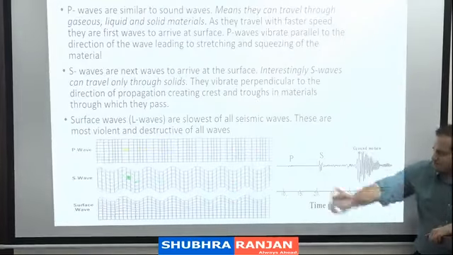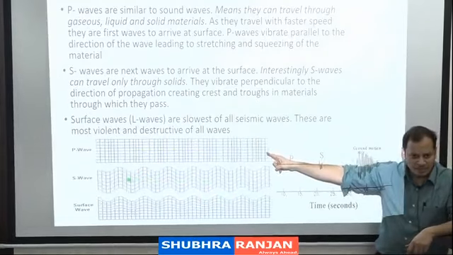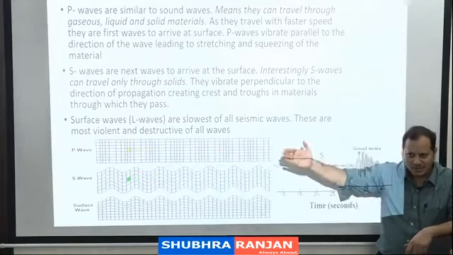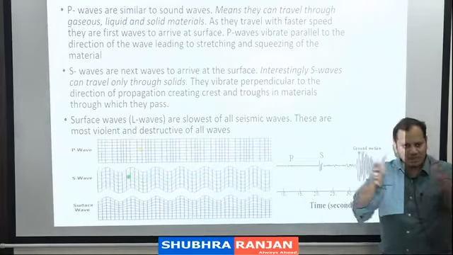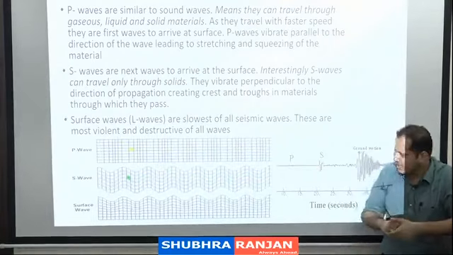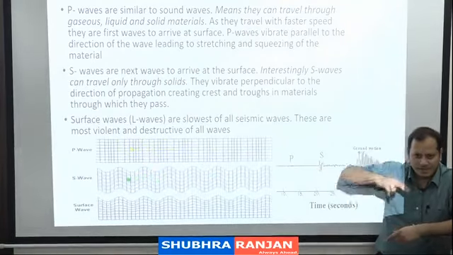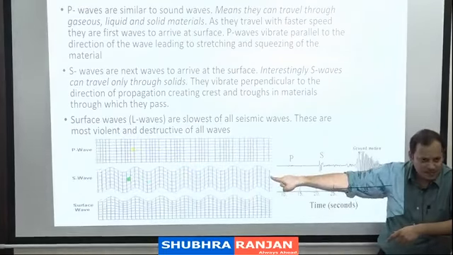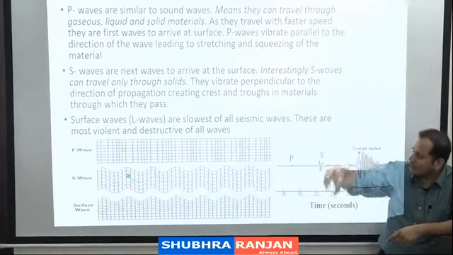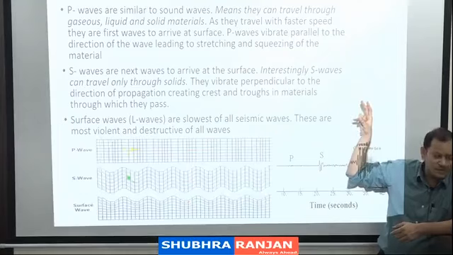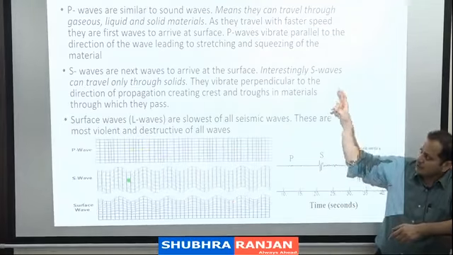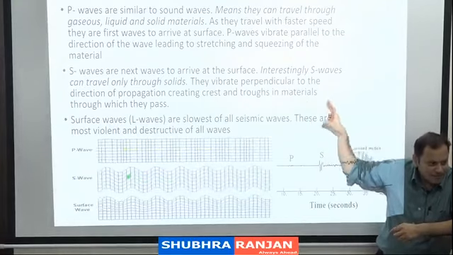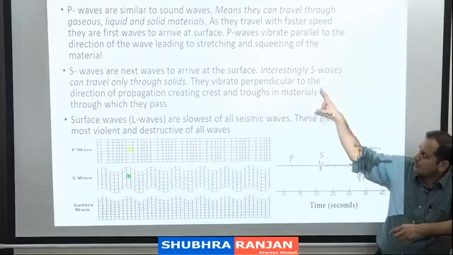So you can see P wave, stretching and squeezing of the materials. Yellow or red color ka dots are the materials, and this is how the materials will move. There will be stretching, there will be squeezing of the materials. While S wave, materials will go up and down. Can you understand that now? So this is how they go up and down. The P waves are similar to sound waves, means they can travel through gaseous, liquid and solid material. As they travel with faster speed, they are the first waves to arrive at the surface.